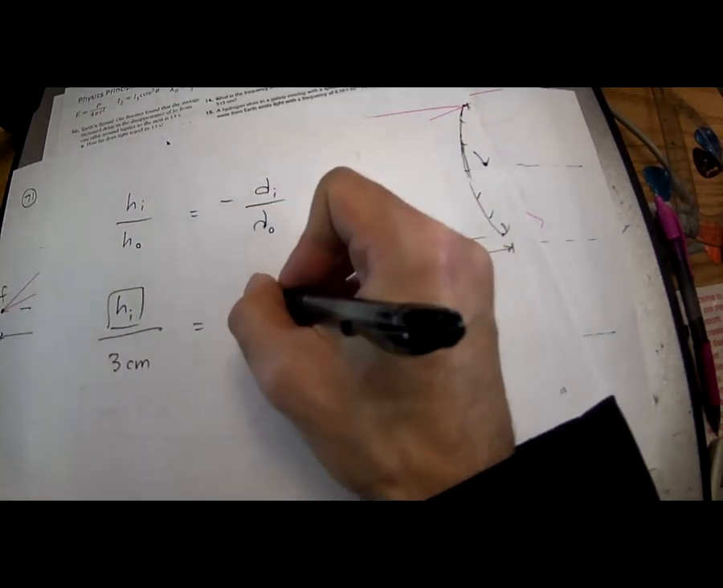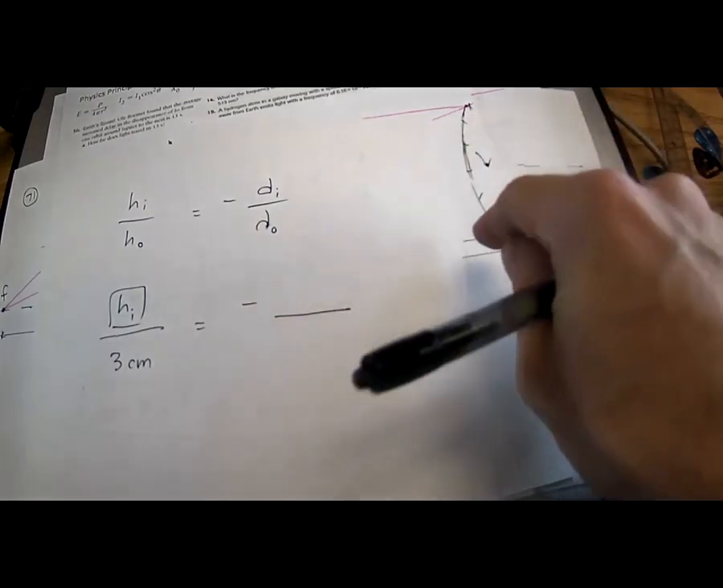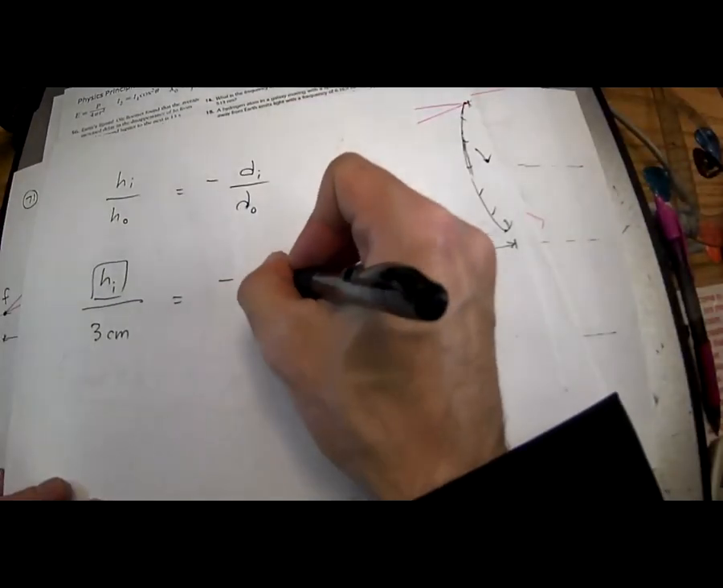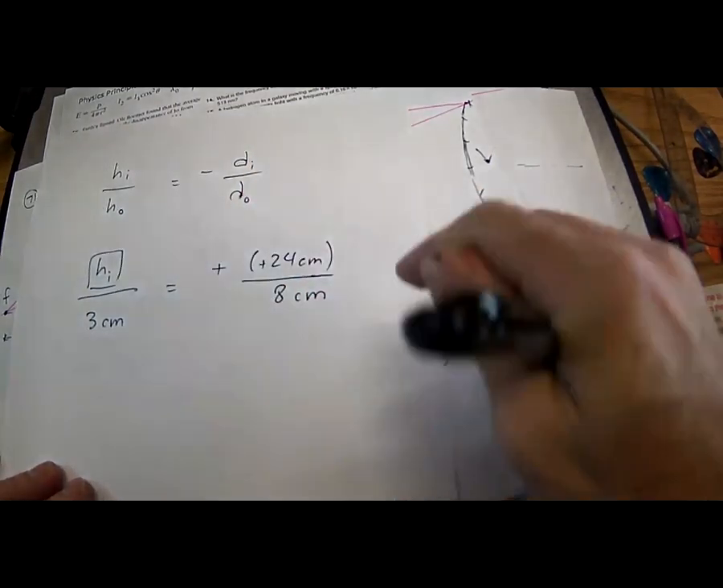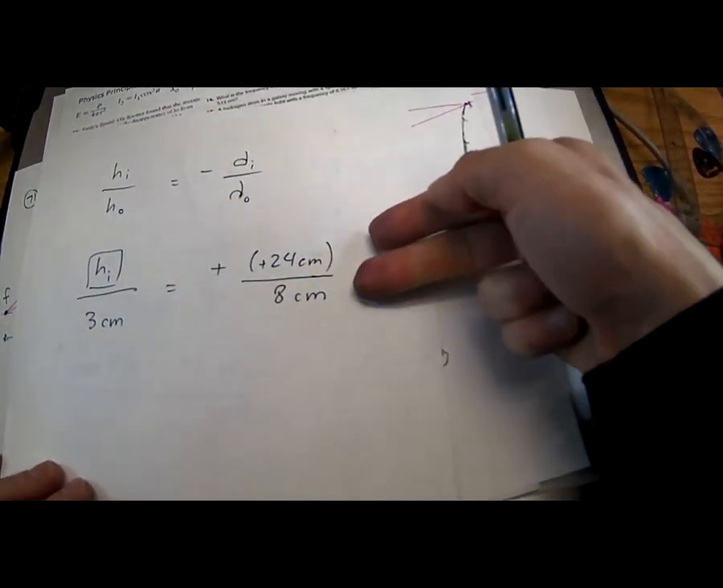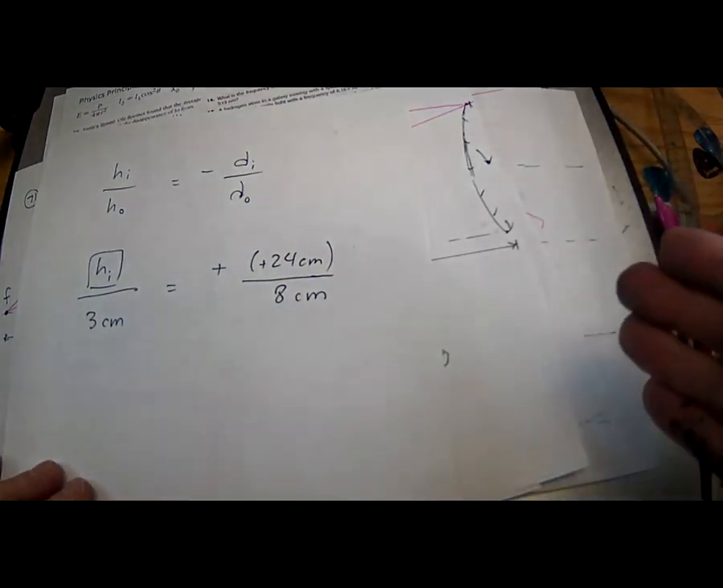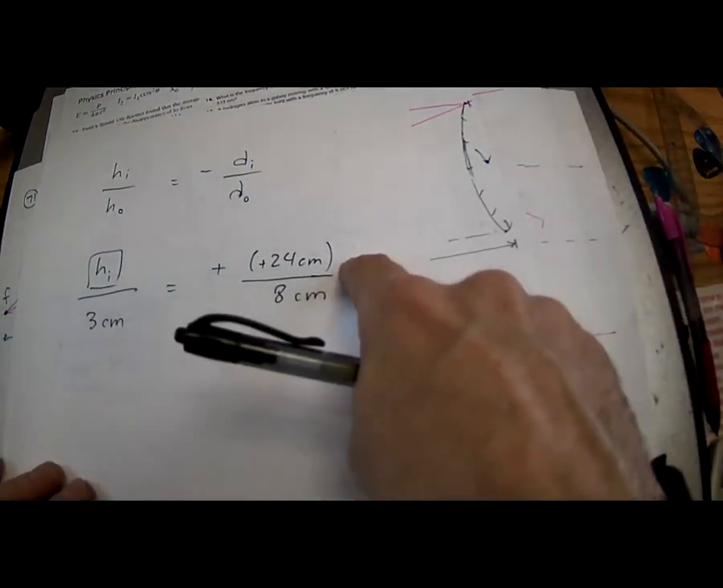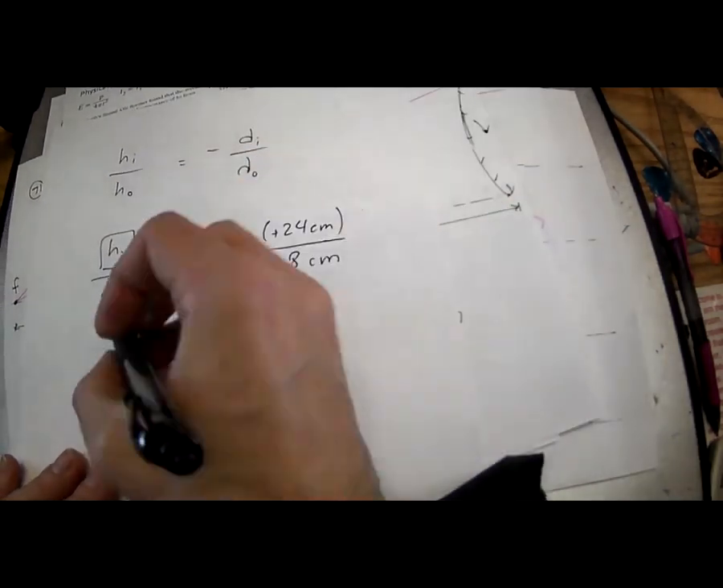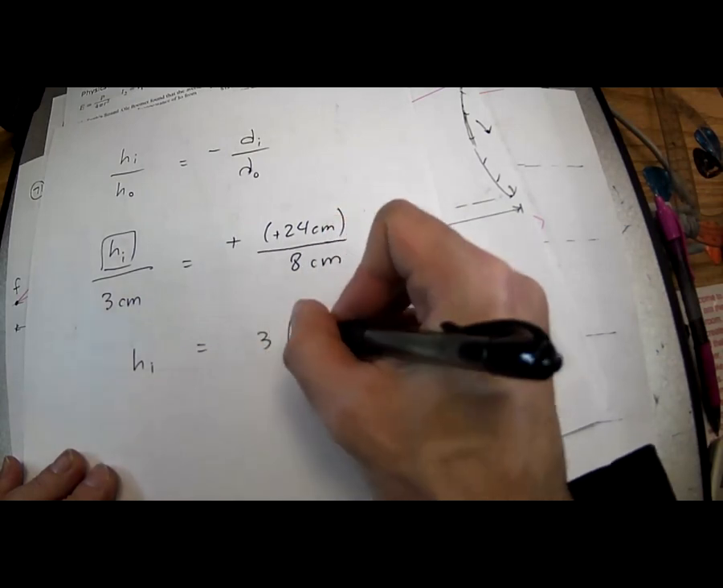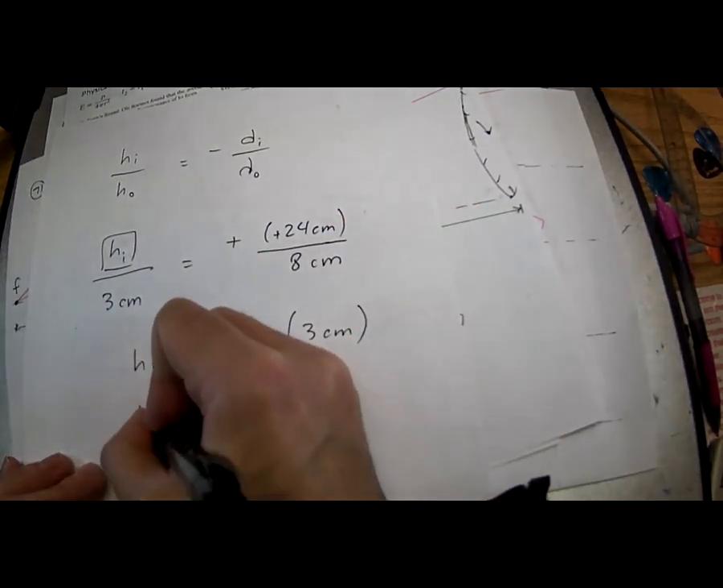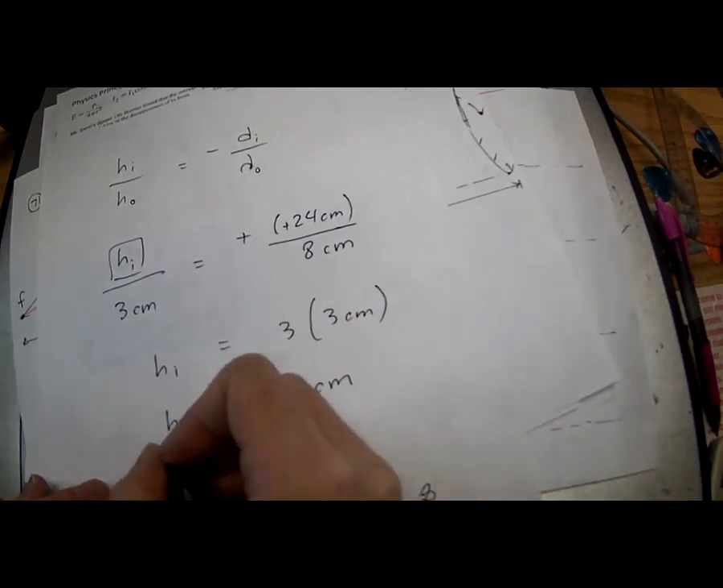The object itself had a 3 centimeter diameter. The image should have been at negative 24 centimeters, and the object was at 8 centimeters. The two negatives cancel. You guys see how this is a 3-to-1 ratio? 24 over 8, that's 3-to-1. So it gets blown up by a factor of 3. Cross multiply: 3 centimeters times a factor of 3. Height of the image should be 3 times 3 centimeters. Should have been 9 centimeters tall.